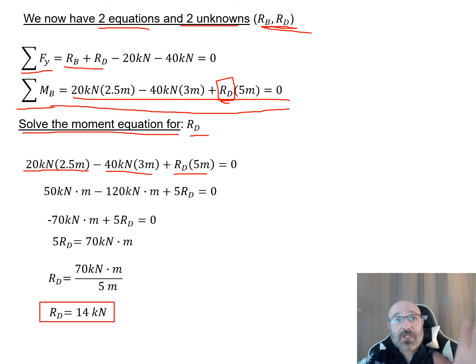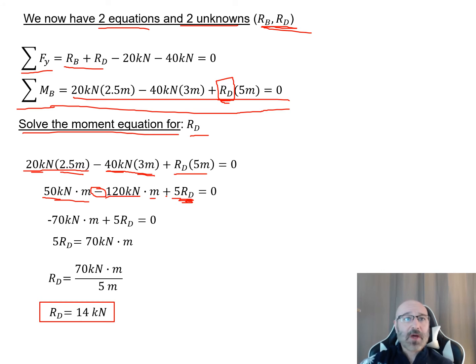So I have this information here. The next thing I want to do is simplify and reduce this down. Let's multiply through. My 20 times 2.5 gives me 50 in units of kilonewton meters. Then my 40 times 3 is 120 kilonewton meters, but this is a negative value, so again, pay attention to your sign convention. And this is plus 5 times R sub D, which will still have units of kilonewton meters, and solving for R sub D will give it units of kilonewtons.